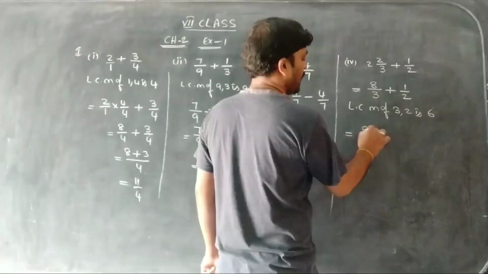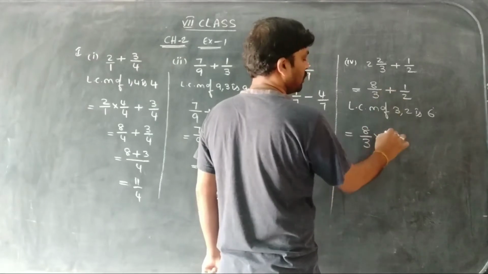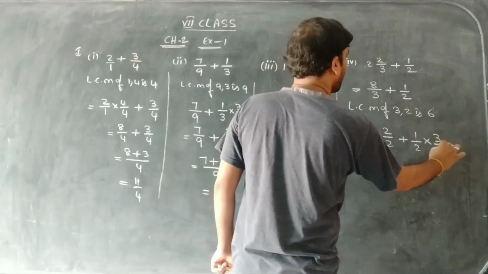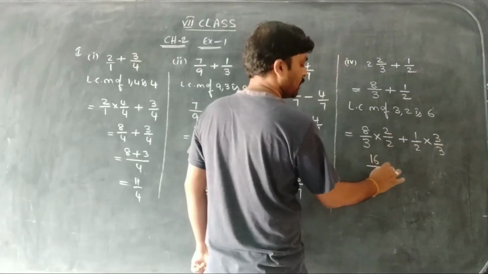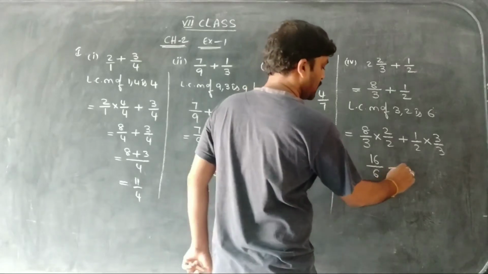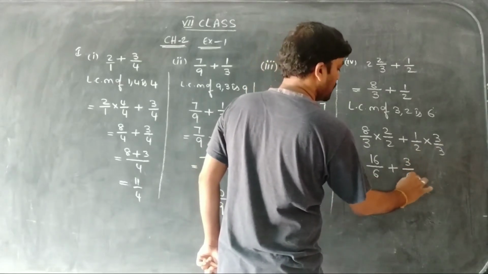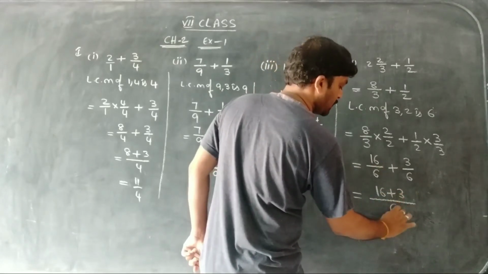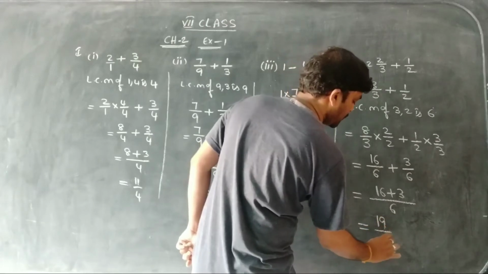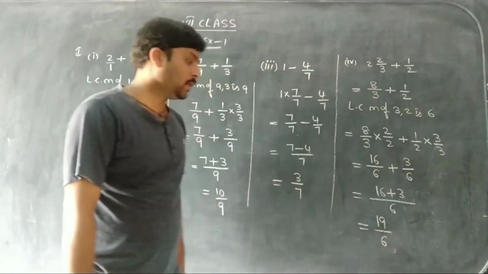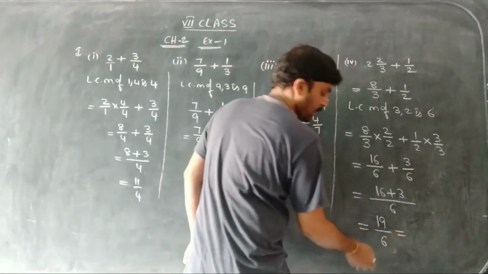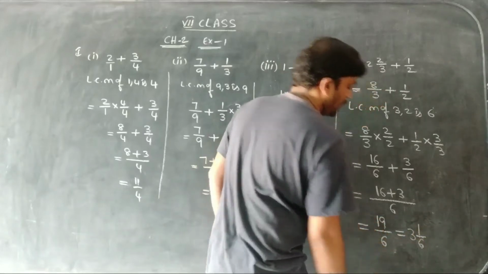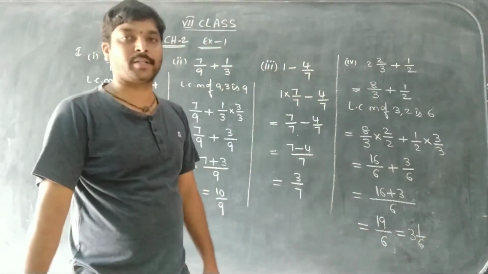Now it is written as 8 by 3 into 2 by 2 plus 1 by 2 into 3 by 3. 8 2s are 16. 3 2s are 6 plus 3 1s are 3. 2 3s are 6. That is written as 16 plus 3 by 6, 19 by 6. So that is also written as 6 3s are 18. Remaining 1. 3 and 1 by 6 converted into mixed fraction.